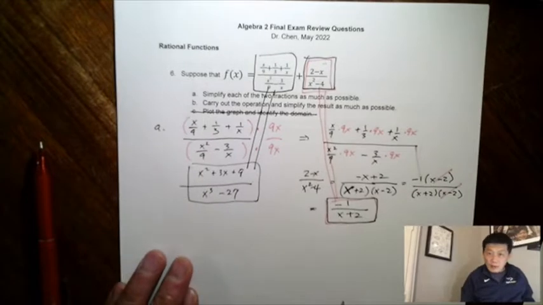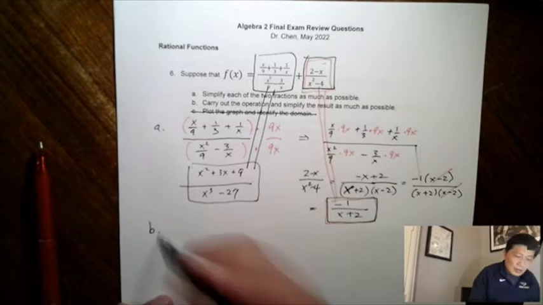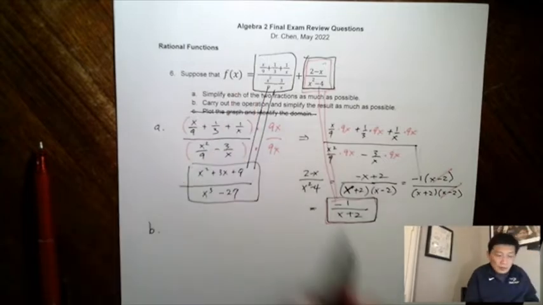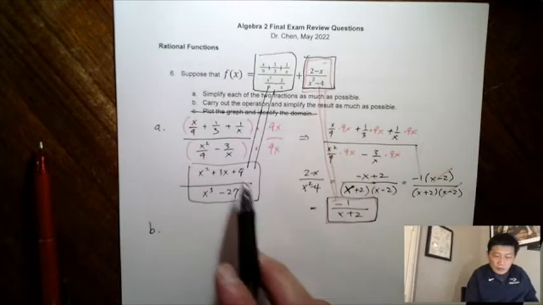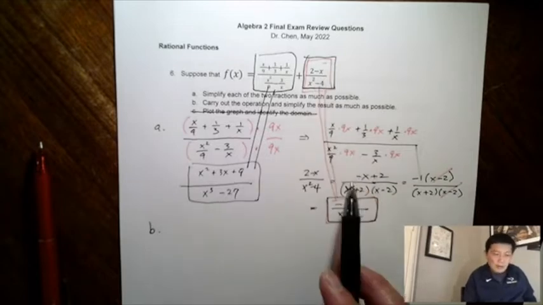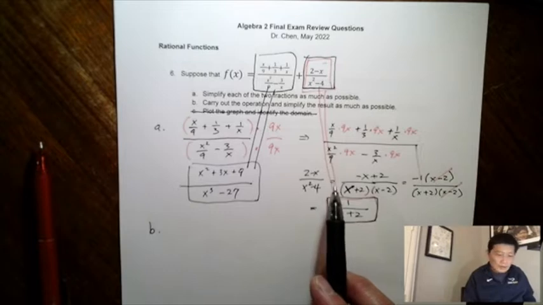Alright, so that's part A. Part B then is you actually add them together. So part B is basically I'm trying to do this: f of x is equal to this term plus this term. So now I'm actually going to carry it out and see what's going on.